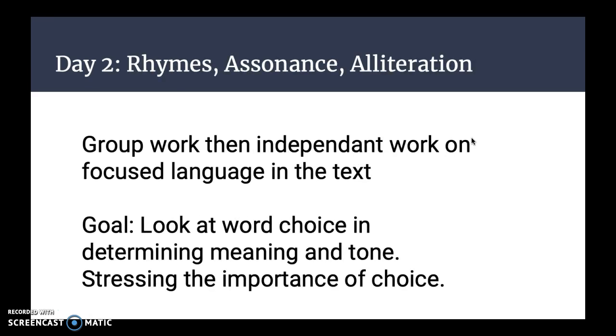This actually meets Iowa Core Standards 3 and 4 for reading literature, so it's a good way to start off the unit. On day 2, we're going to look at rhymes, assonance, and alliterations. Rhymes and assonance and alliterations are all focused on individual words or word groups, and we would obviously review what each of those mean. The students would be able to read the poem this time instead of listen to it, and they would read it in their group.